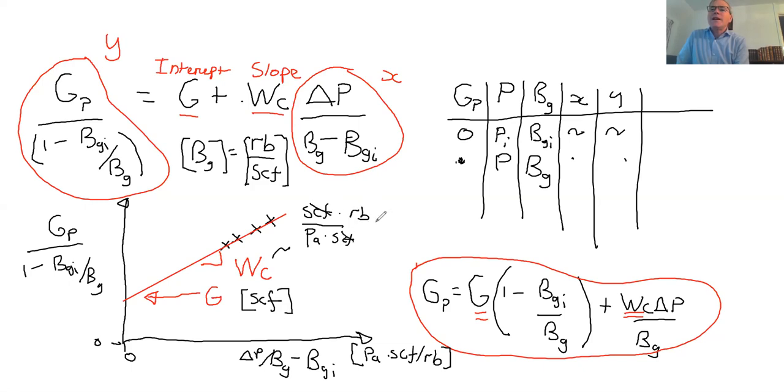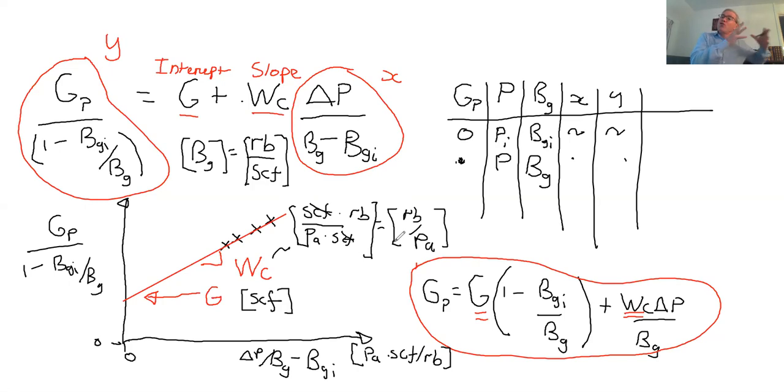So the units here, I've got brackets to show that they're units, of WC can be, for instance, reservoir barrels per pascal, or cubic meters per pascal, or cubic meters per pounds per square inch. It's up to you. But it does mean something that is physically meaningful. WC is the strength of the aquifer.